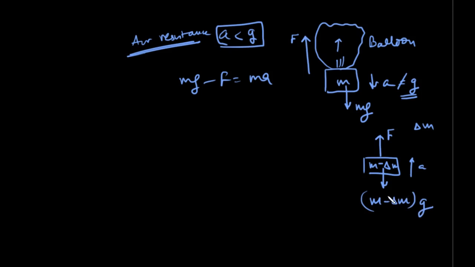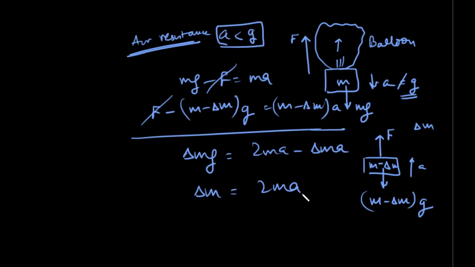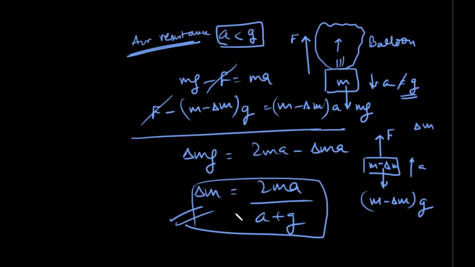So what is the equation of motion over here? Since it is going up, the equation of motion is F minus (m minus delta m) g equal to (m minus delta m) times a. Now I just add. Mg cancels out. This means delta m g equal to 2ma minus delta m a. So delta m is 2ma upon a plus g. This is my answer, the mass which I have to reduce so that the balloon goes up with the same acceleration a.